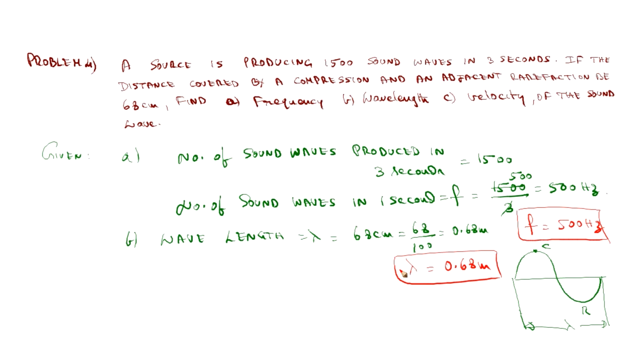Now we will go to part C. What does it say? Velocity of the sound wave. We know from the wave equation, velocity v is equal to f into lambda. And we know f, we know lambda, so we can find the velocity. So f in this case is 500 and lambda is 0.68. So on multiplication, we get it as 340 meters per second. Therefore, v is equal to 340 meters per second.